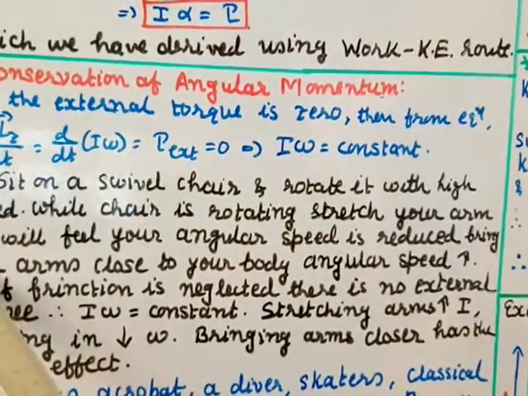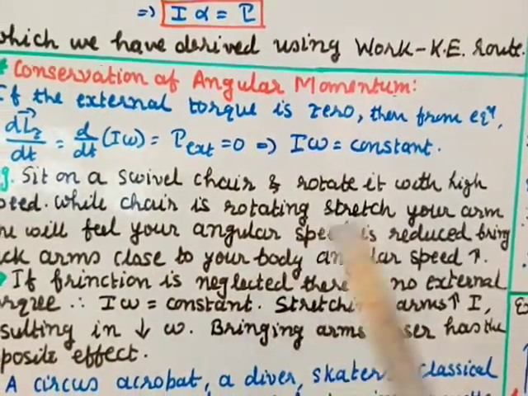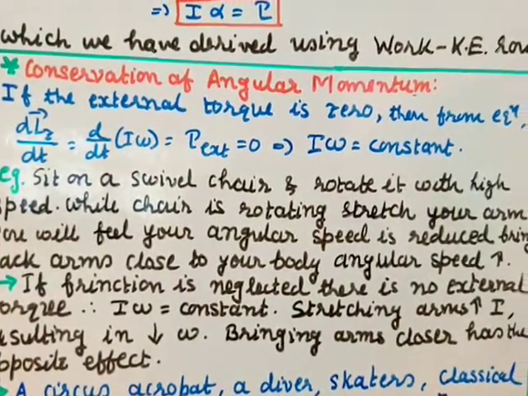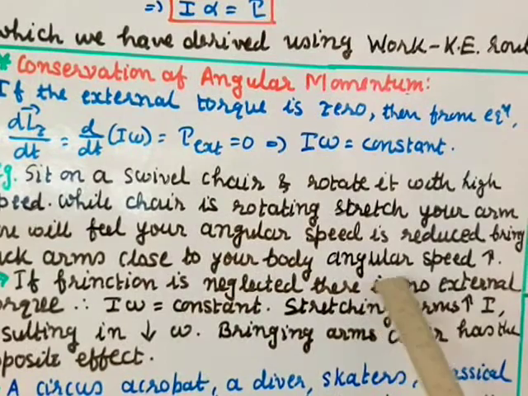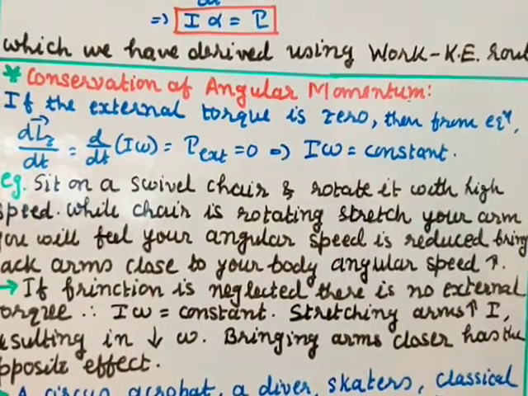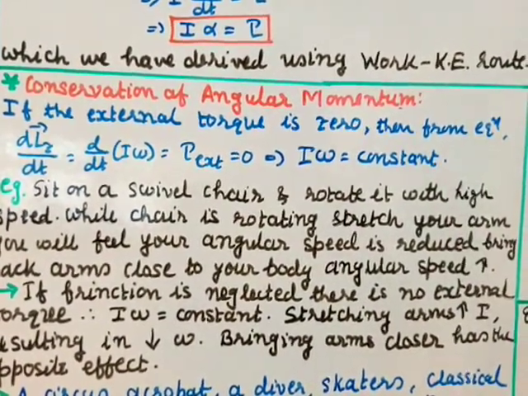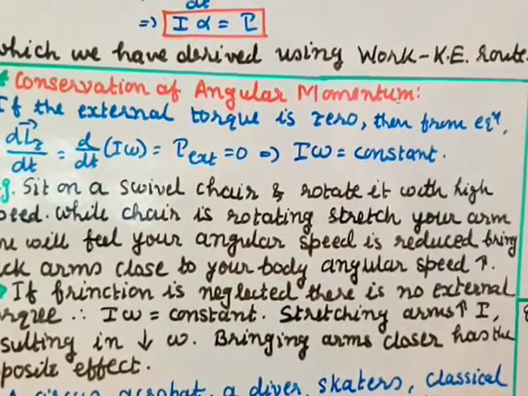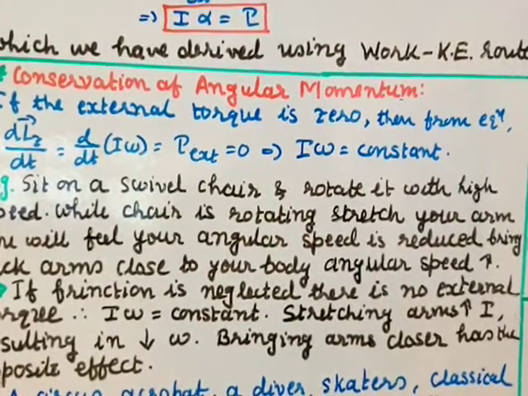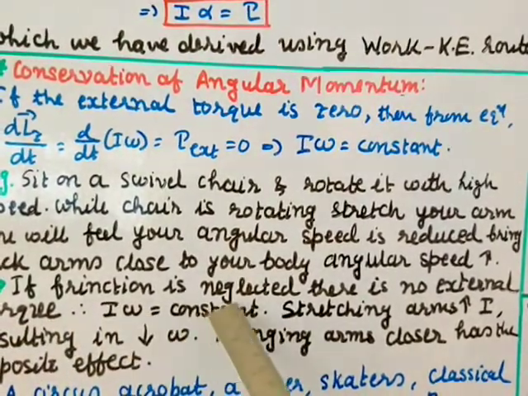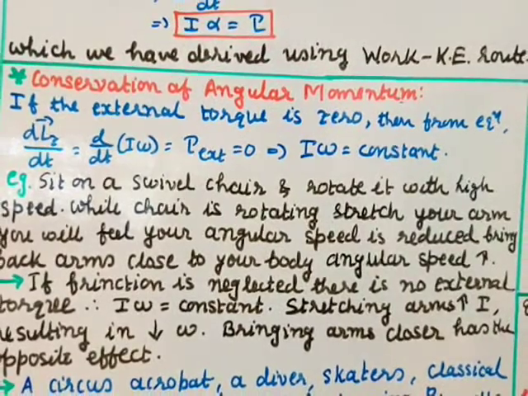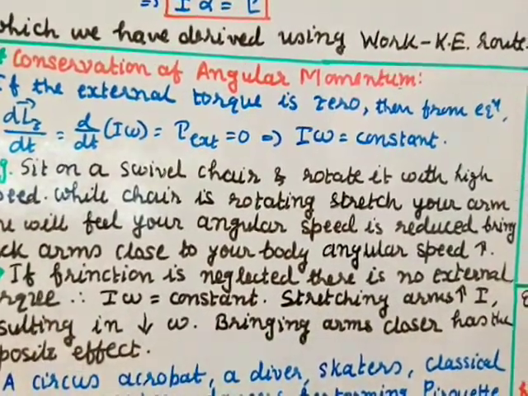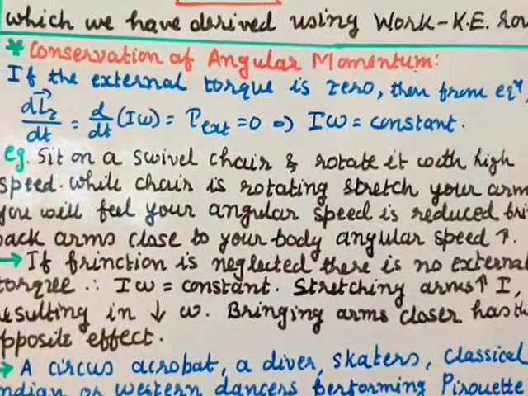Now bring your arms back close to your body, and you will feel that the angular speed is increasing. So when you stretch the arms, the speed reduces, but when you bring the arms closer, the speed increases. Why does it happen? Because if friction is neglected, there is no external torque. There is always a friction force, but we consider it neglected here.